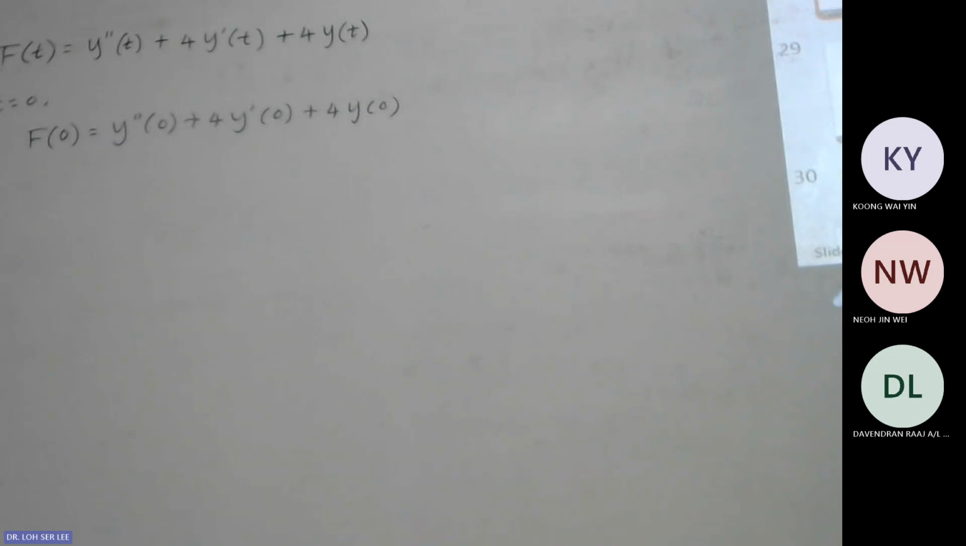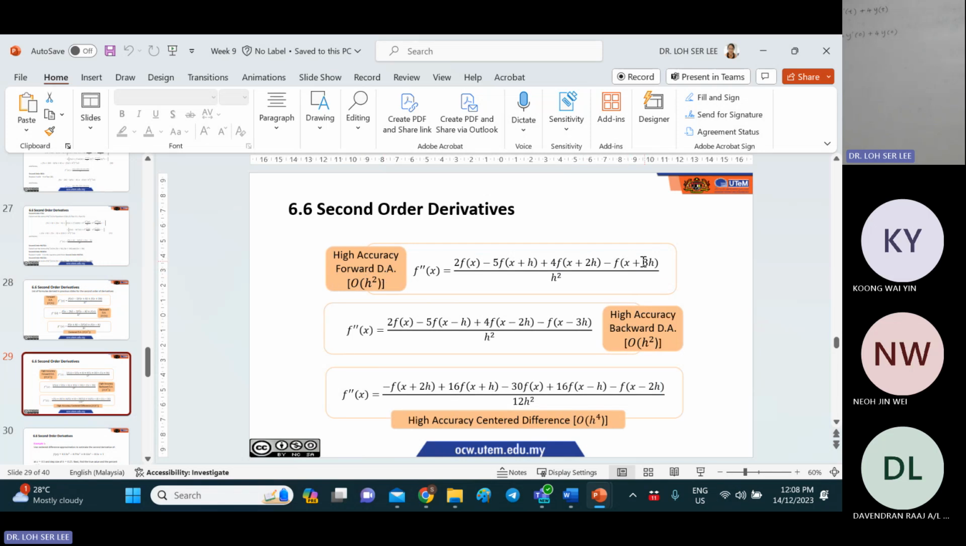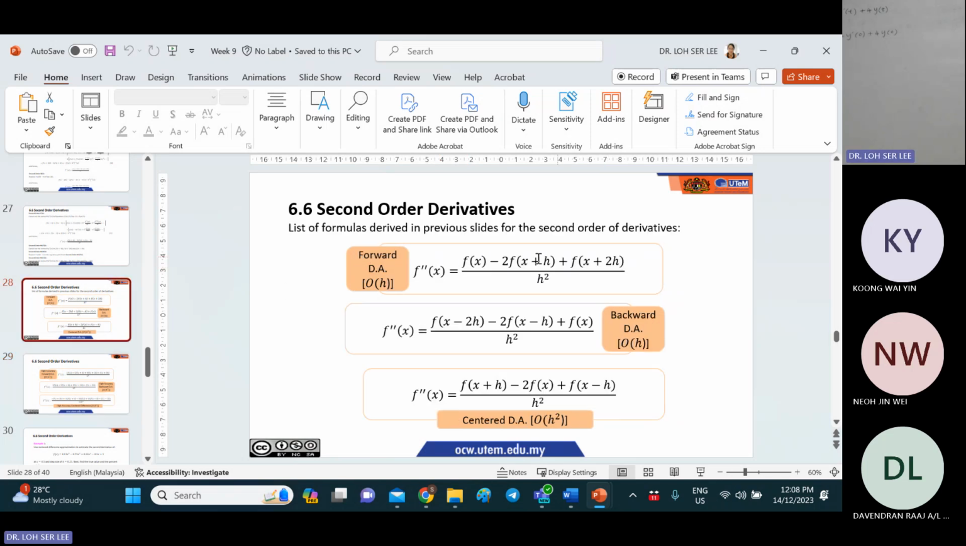For second order differentiation, this is 3 points. If you use the high accuracy forward, this is not 3 points, this is 4 points. So we want to use only the 3 points, under the second order derivative, and we want the forward. So we use this formula to find y double prime 0.